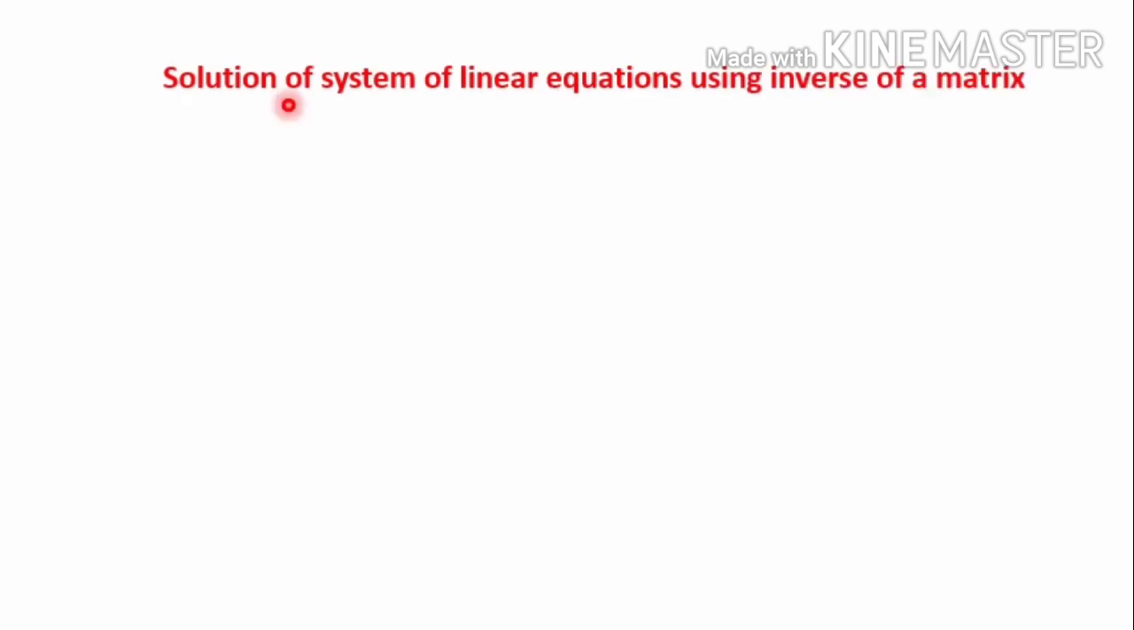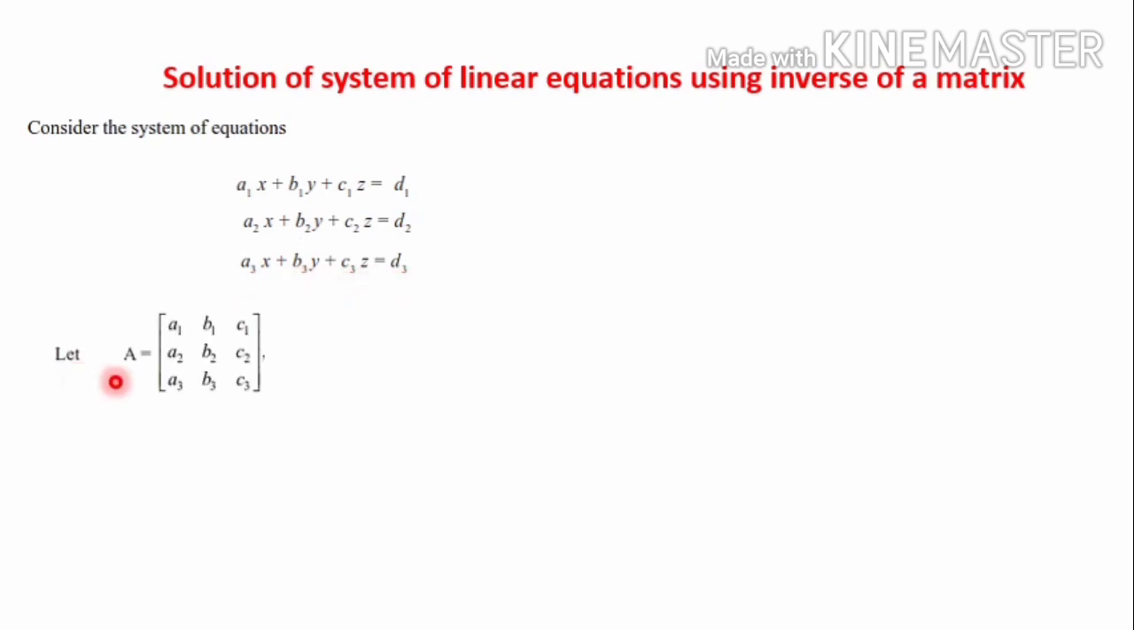Next, we shall discuss how to find the solution of system of linear equations using inverse of a matrix. Consider the system of equations a1x plus b1y plus c1z is equal to d1, a2x plus b2y plus c2z is equal to d2, a3x plus b3y plus c3z is equal to d3. Let A is equal to matrix a1 b1 c1, a2 b2 c2, a3 b3 c3.